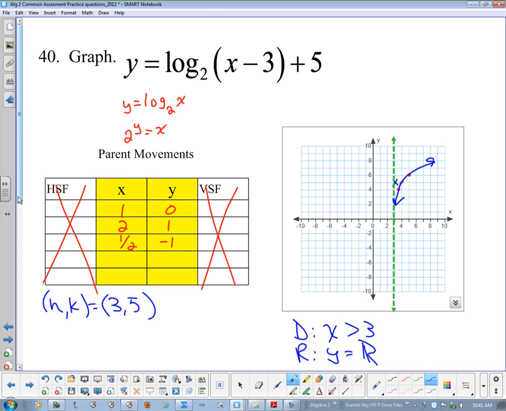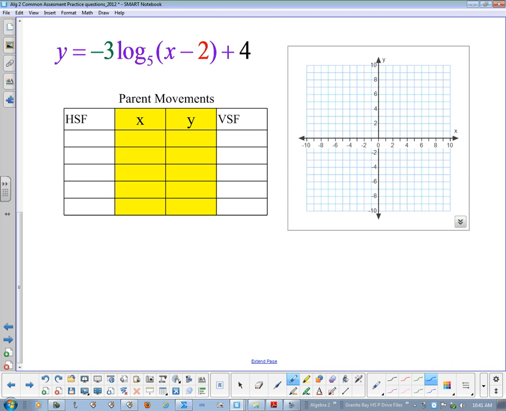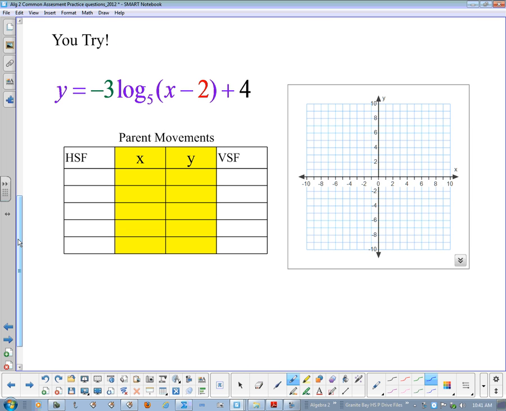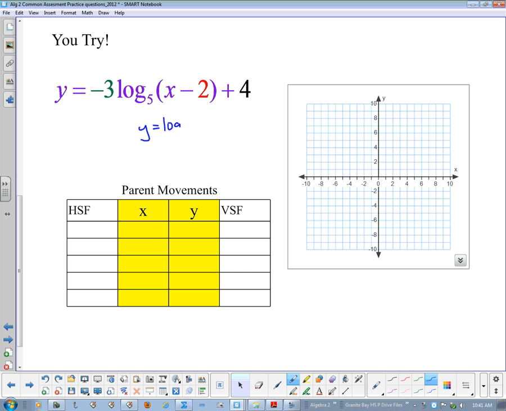Next logarithm. We have a bunch of things occurring here. It's a little bit more difficult. We have four parent movements. Here we go. First, for the parent, y equals log base 5 of x, or 5 raised to the y is equal to x. 5 raised to the 0, 1. To the first, 5. To the negative first, 1/5.